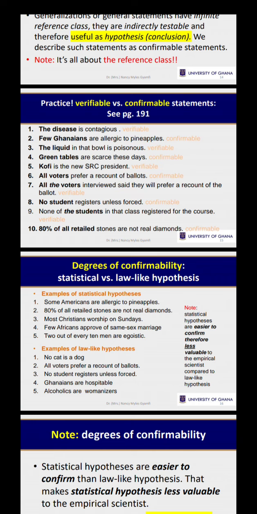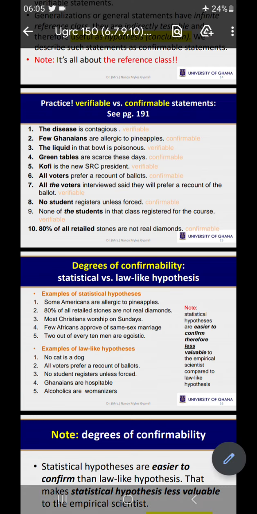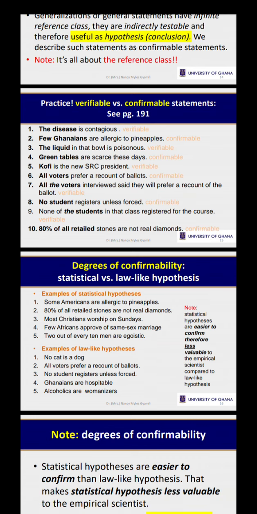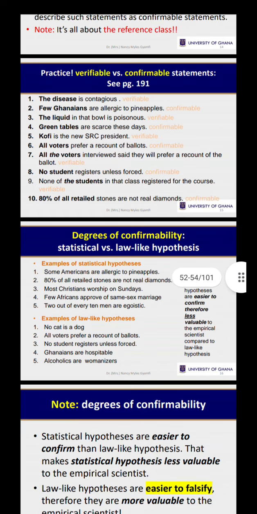Almost all virgins are afraid of men. If you see something like almost, it has already made an exception. It didn't include everyone, almost. Or if you see something like majority, it is statistical. Majority of Ghanaian parliamentarians are against the LGBTQ law. You get it? It's a statistical. Minority of these people are this. It is statistical. That is all about a statistical hypothesis.